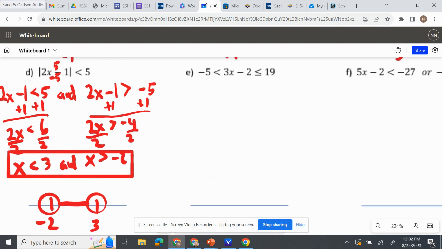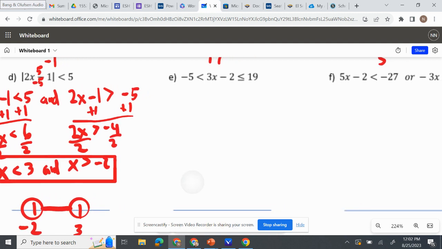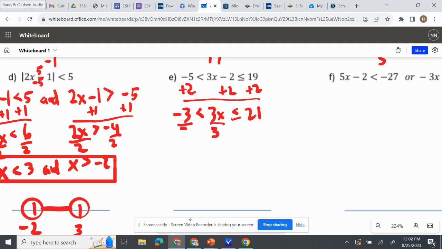Now for letter E, this is a compound. This is also an and. The reason that we know it's an and is because the x is in the middle. I'm going to solve this, adding the 2 on both sides. And when I add the 2 on both sides, I get -3, and then 3x is less than or equal to 21. And then I divide both sides by 3.